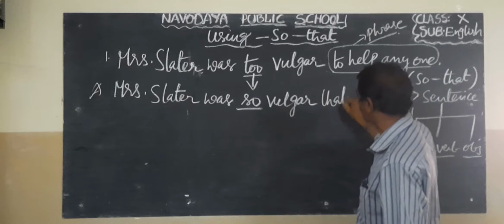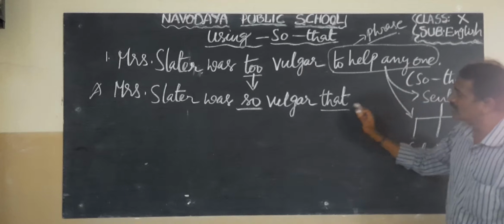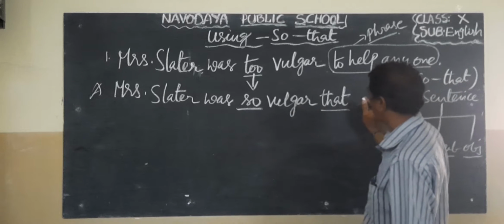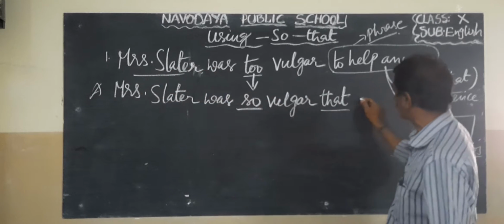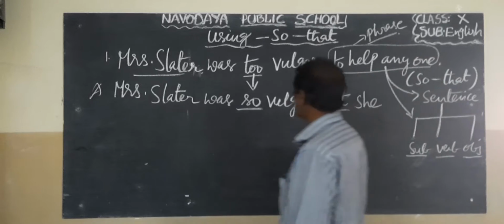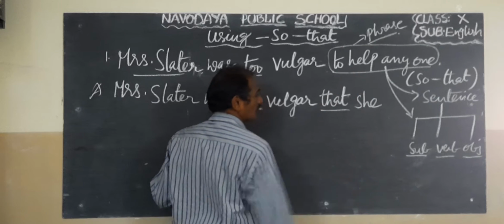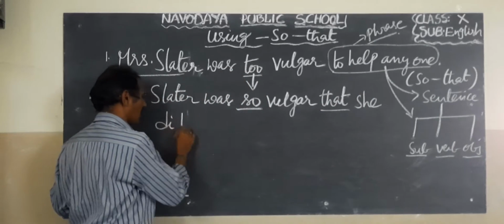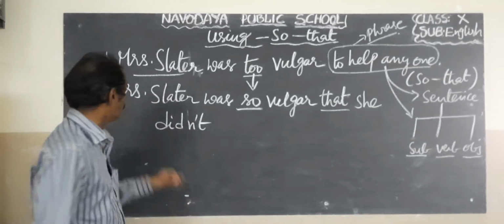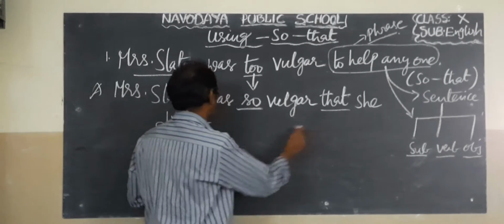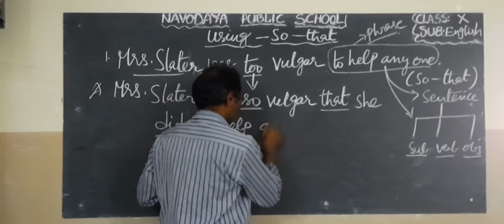Here is the conjunction "that". It should be used to join another sentence. So vulgar that, so we should write the subject here. What is the subject? Mrs. Slater, so write "she". Mrs. Slater was so vulgar that she, using negative meaning, she didn't or could not. So Mrs. Slater was so vulgar that she didn't help anyone.